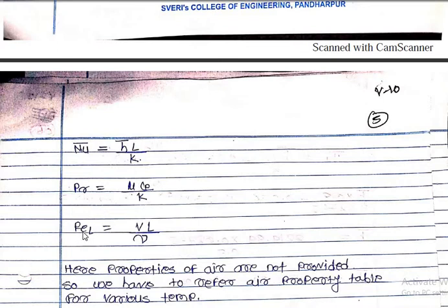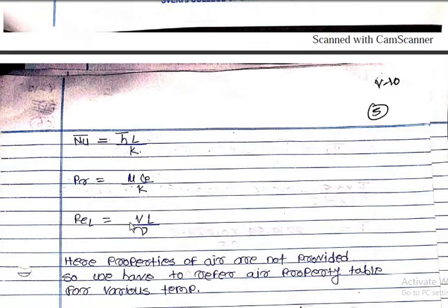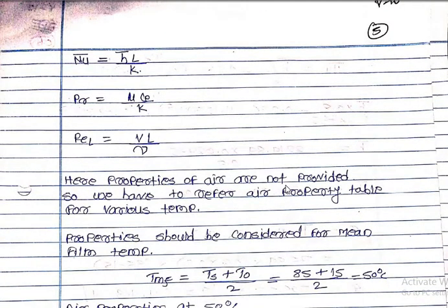Now this average Reynolds number is equal to velocity multiplied by characteristic length of the plate divided by kinematic viscosity, that is nothing but nu. Now we don't know these properties: thermal conductivity, mu, Cp, V, L, and they are not provided in the problem. So at that time we have to find these properties by using the property table for air. So here properties of air are not provided, so we have to refer to the air property table for various temperatures. The properties should be considered at the mean film temperature.